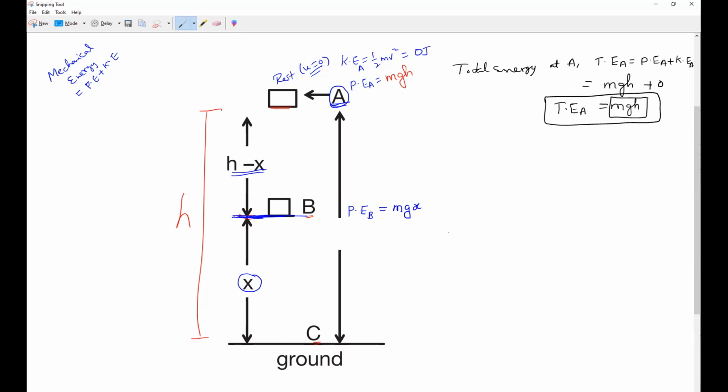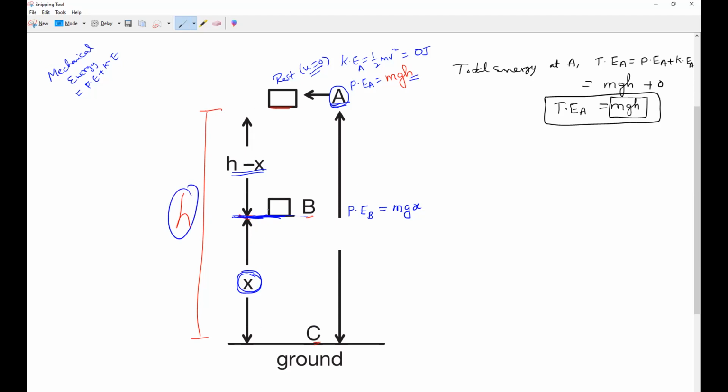Will you agree with me? All of you? Yes, sir. I can understand, sir. At point B, always from the ground we have to see. From the ground, what is the elevation? Shivani, from the ground at B point, the body is at what height? X meters. Correct? Before it is at H meters, so that potential energy is mgh.